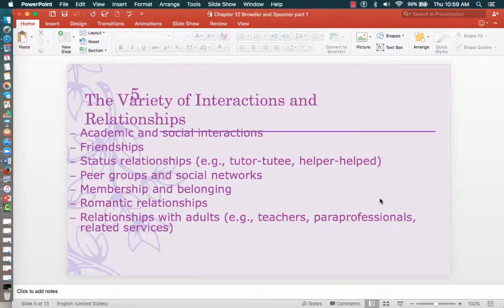And look at their peer groups. Who do they actually spend time with? Do they have a peer group? This is very important for our students with severe needs. Often we don't find that they have much of a peer group, and so that's one of the things that we might want to build.